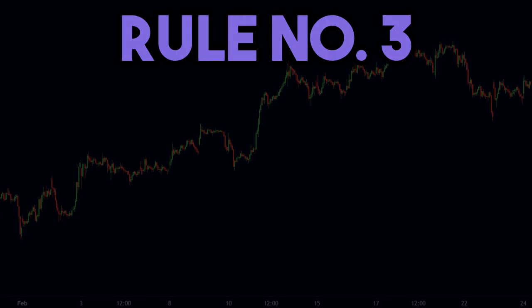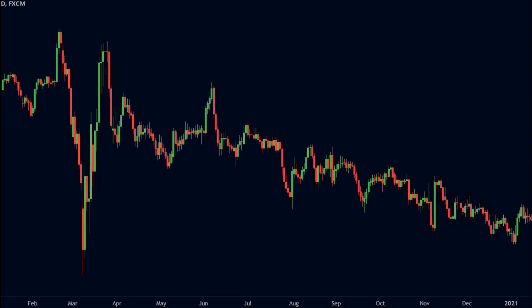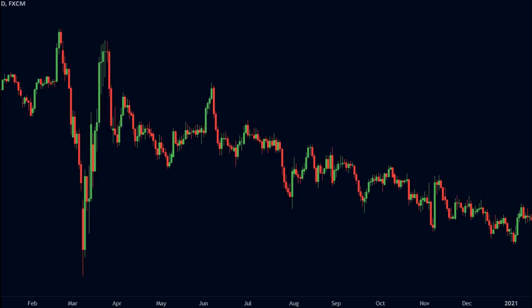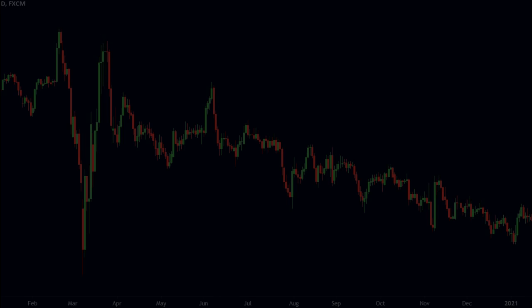The third and the last rule of drawing a trend line is that sometimes we have to use 2 parallel lines to appropriately draw the trend line. Just like support and resistance, trend lines also are areas of possible reversals. This means we cannot expect the market to reverse exactly at the trend line. Sometimes the market can reverse before hitting the trend line. On the other hand, sometimes they may go beyond the trend line before reversing. Hence, we need to think of trend lines as an area rather than a line.